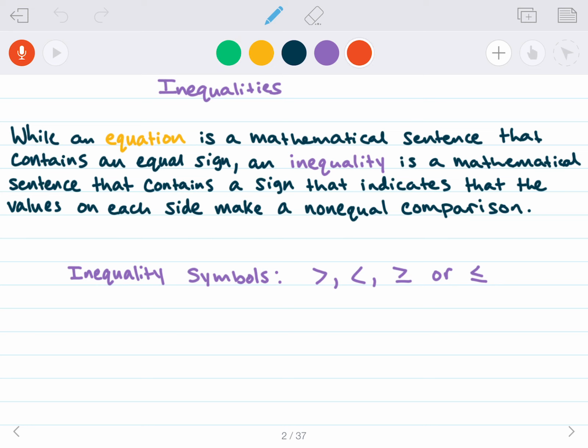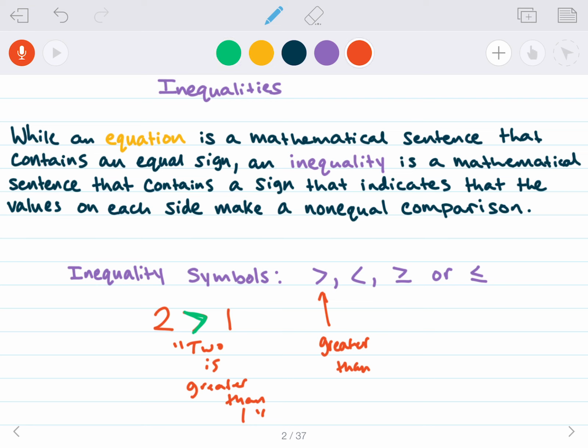So these are the inequality symbols right here. This means greater than. When the mouth is opening up towards something, it means greater than. So for instance, if you write 2 > 1, what this means is 2 is greater than 1, because the mouth is facing open towards the greater thing. Okay, so that's greater than.